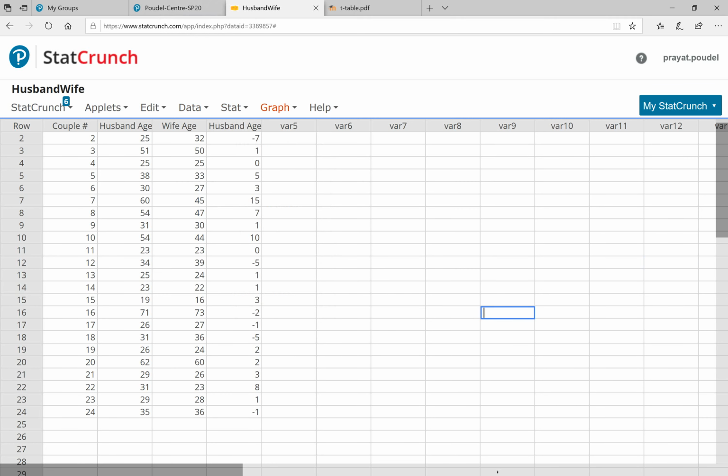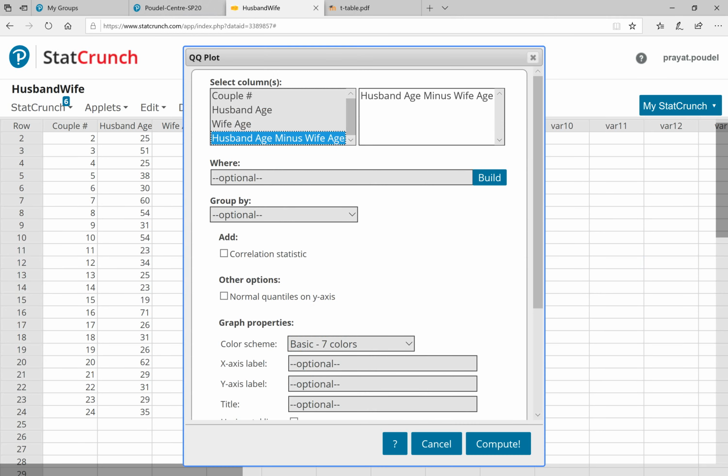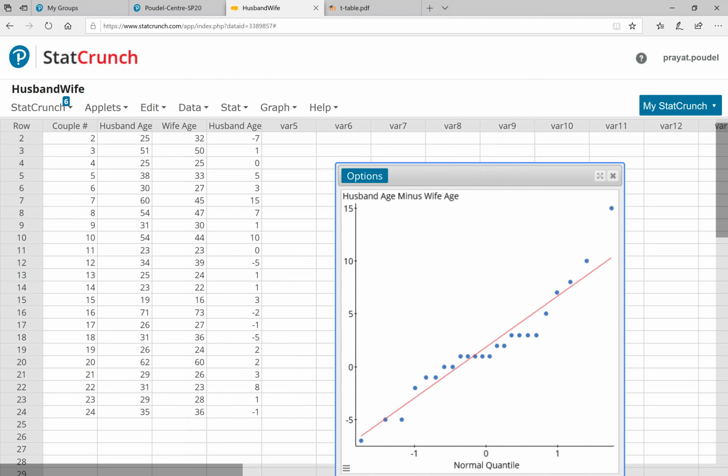So we're going to go to graph. QQ plot, remember, gives us the probability plot. We're going to look at husband's age and we're going to compute this. And if you look at the data, that's roughly linear here. All right, so if you get rid of that outlier there, we can convince ourselves that that's roughly linear.